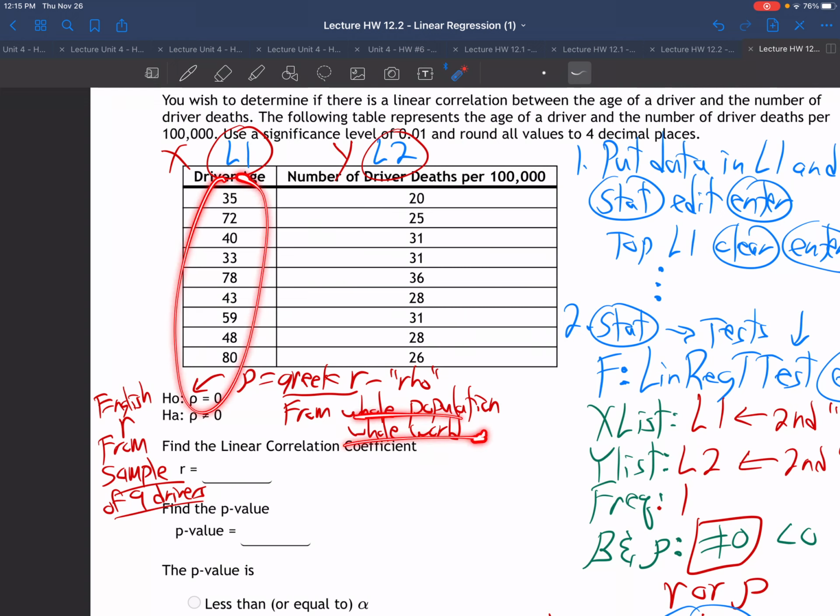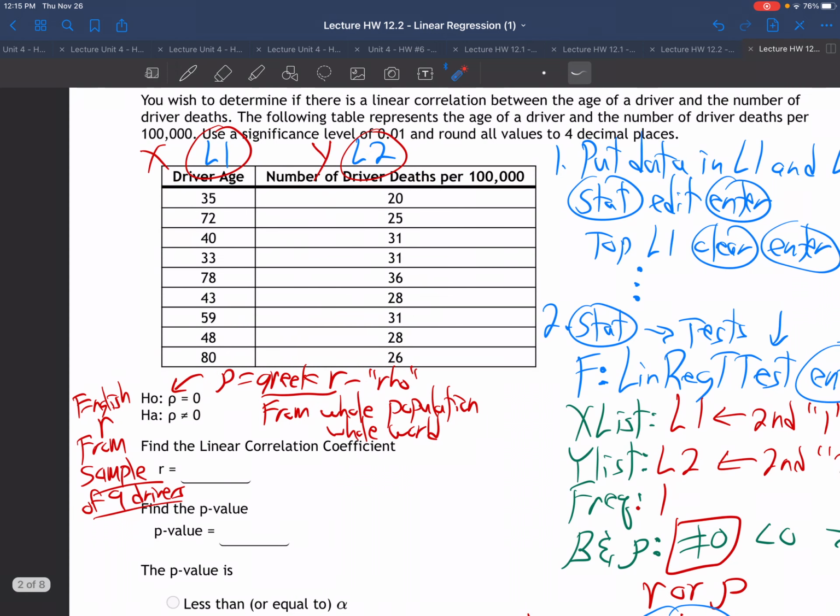Do drivers that are older tend to have more deaths? That's what we want to know. Should we take away people's licenses after 80 years old? That's what we're really wondering. So what we're really going after is the Greek R, the rho, that looks like a P. We want to know about the whole world. Is there a connection between driver age and death for the whole world? And to figure that out, we're using the sample values, what we get from these 9 drivers, to figure out what might be true for the whole world.